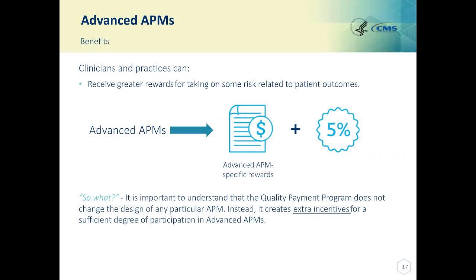Next slide, please. So let's talk a little bit about advanced APMs, and we'll start here with the rewards and the risk. One of the key benefits of being an advanced APM is that you receive specific rewards for being in the advanced APM. But then you also are eligible to receive a 5% incentive payment. That 5% incentive payment is based on the fact that you take on some additional risk in your participation in that advanced APM as part of the structure of the APM. So that's how we determine it to be an advanced APM. And the benefit is you do get extra incentives for taking on that additional risk because we're then able to measure quality, cost savings, and overall value-based care. Next slide.